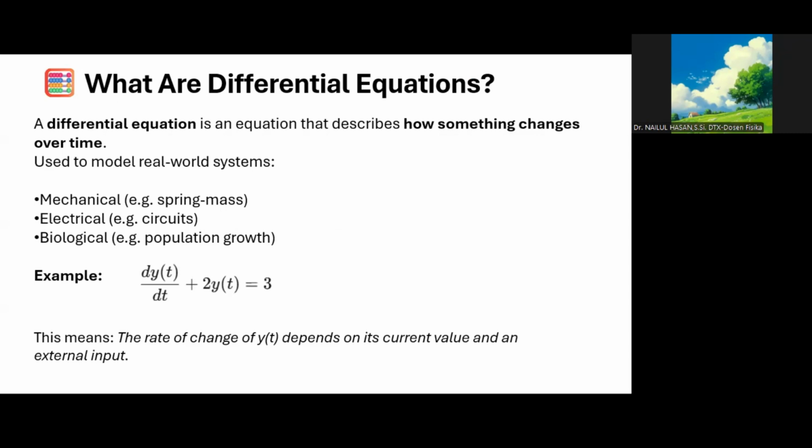Differential equations that describe how something changes over time are used to model real-world systems. Examples are everywhere: mechanical systems like the spring mass system, electrical systems such as circuits with capacitors and inductors, biological systems, for example bacteria growth, and environmental systems such as how pollutants spread. Whenever something changes continuously, there is a differential equation behind it.